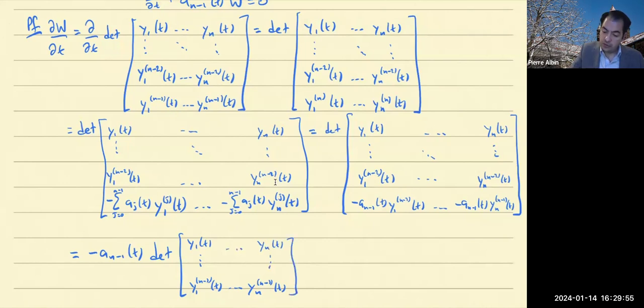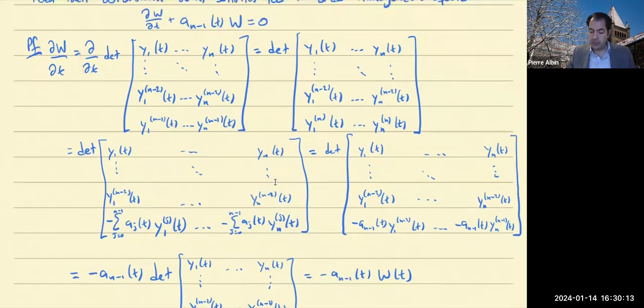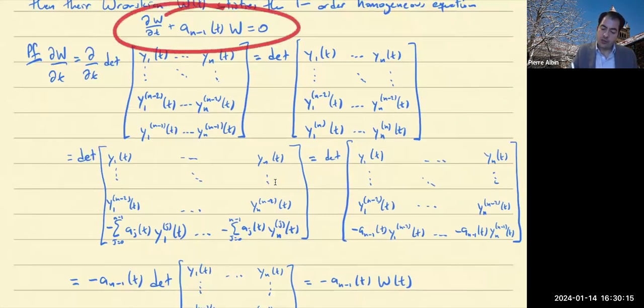And we recognize this determinant as being the Wronskian. So altogether, we ended up with minus a_{n-1} of t, W of t. So notice that the derivative of W with respect to t ended up being just minus a_{n-1} of t times W of t. And that's exactly the equation we wanted to show.